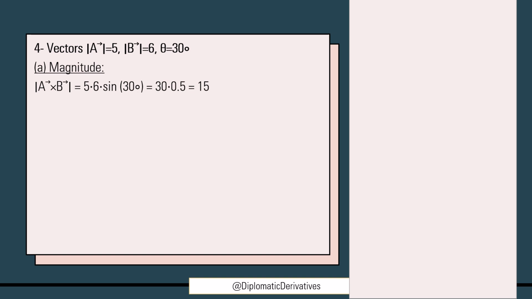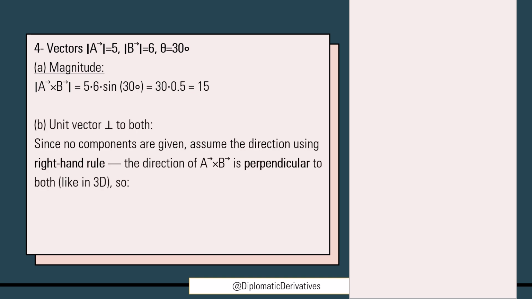Next, you have to find a unit vector that's perpendicular to both, right? So to find the unit vector, we know that we have to use the right hand rule. But for that, we need to know vector A, we need to know vector B, and then we use the right hand rule, that is you curl the fingers from A to B and the thumb will point in the direction of the unit vector. But for that we need to have those vectors, right? Since the components are not given to us, we are going to assume the direction using the right hand rule. Instead of giving the exact direction, we are going to assume that direction, right?